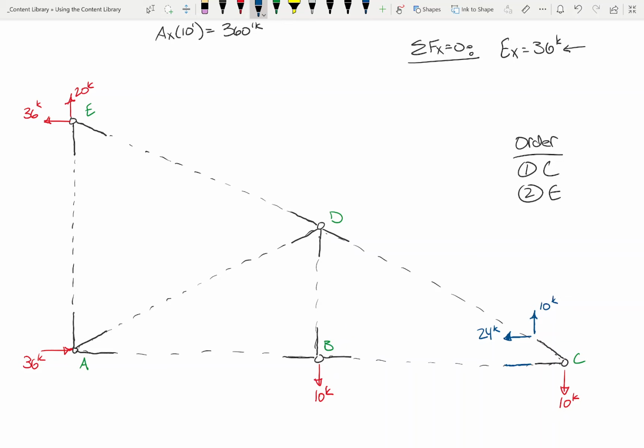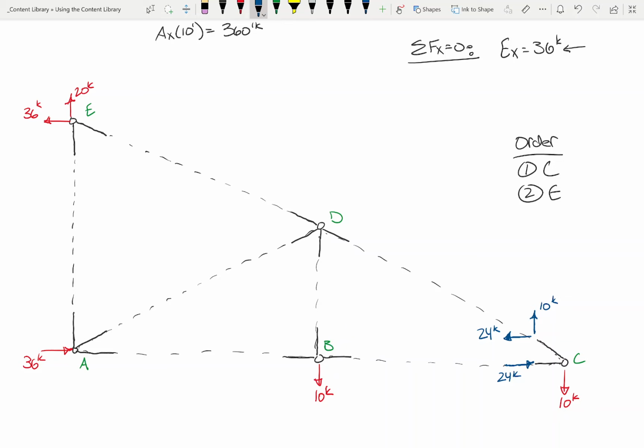Okay. So if this is 24, what's that? If this is 24 to the left, what's this? 24 to the right. Does this joint meet equilibrium now? Yes. 24 to the right, 24 to the left. 10 up, 10 down. The joint's in equilibrium. Done with that joint.